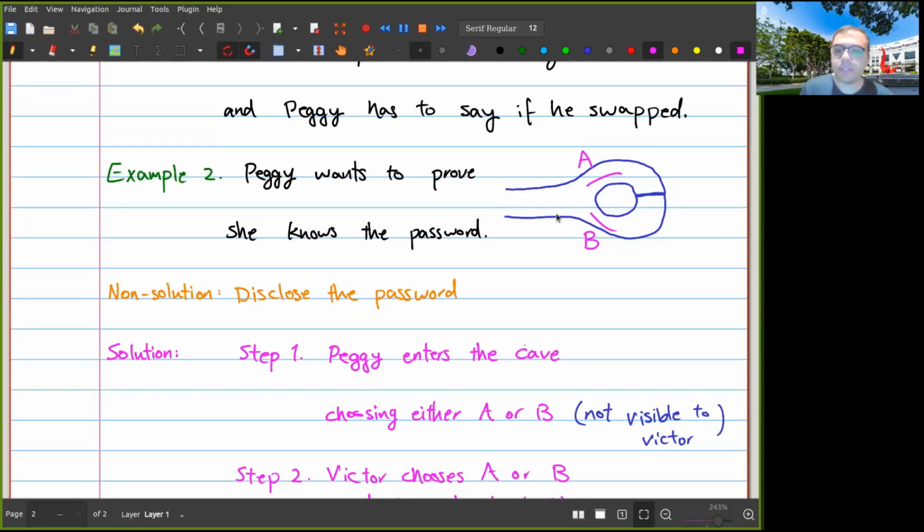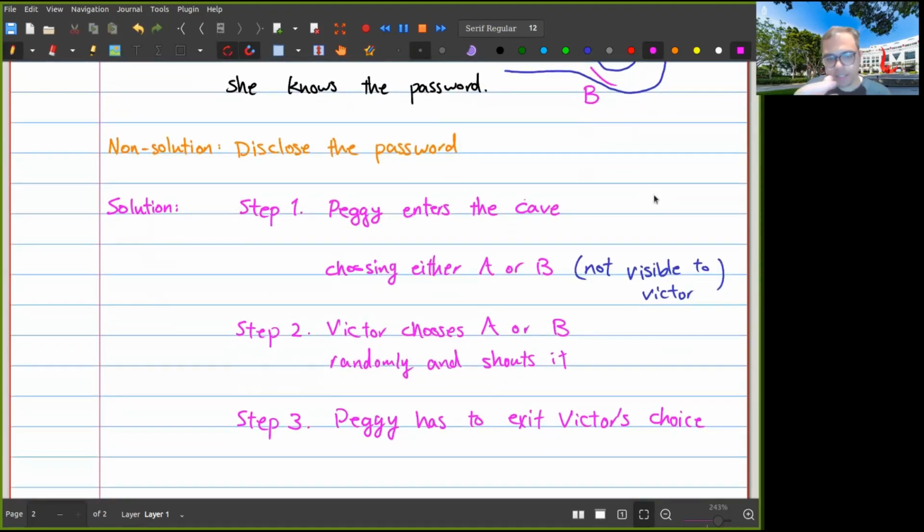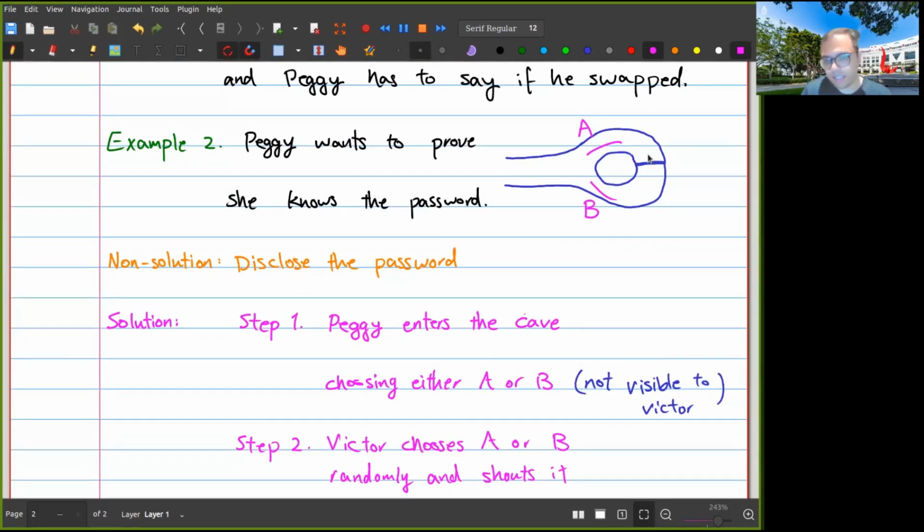But there is also a 50% chance that he chooses the other entrance, and then Peggy can only come out of the other entrance if she knows the password and she can pass through this door. So if we just repeat this, Peggy's probability of success in every iteration is 50%. So if I repeat this 100 times and Peggy can actually do it every time, the probability that she just got lucky every time is insanely low. It's 1/2 to the power of 100. So Victor can be convinced with very high probability that Peggy actually knows the password here and can actually go through this cave.